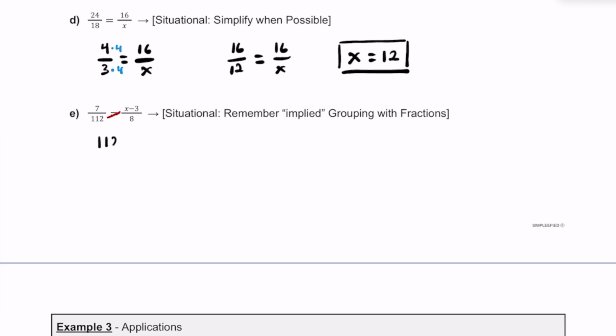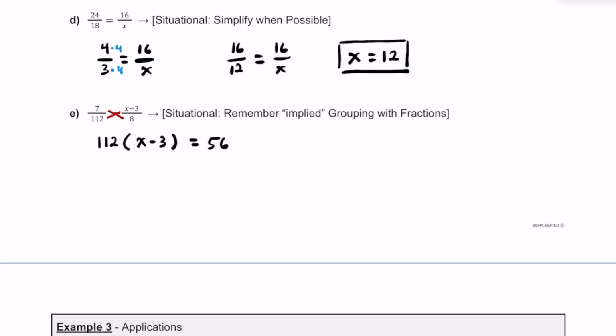So let's go ahead and find the product of 112 and x minus 3. So we'll take this 112 and multiply it by the quantity of x minus 3. That's one of the cross products. Make sure you include the grouping symbols like here. And then on the other side, the other cross product is going to be 7 times 8, which is going to be 56. Okay, so this equation is true just because of the cross products property.